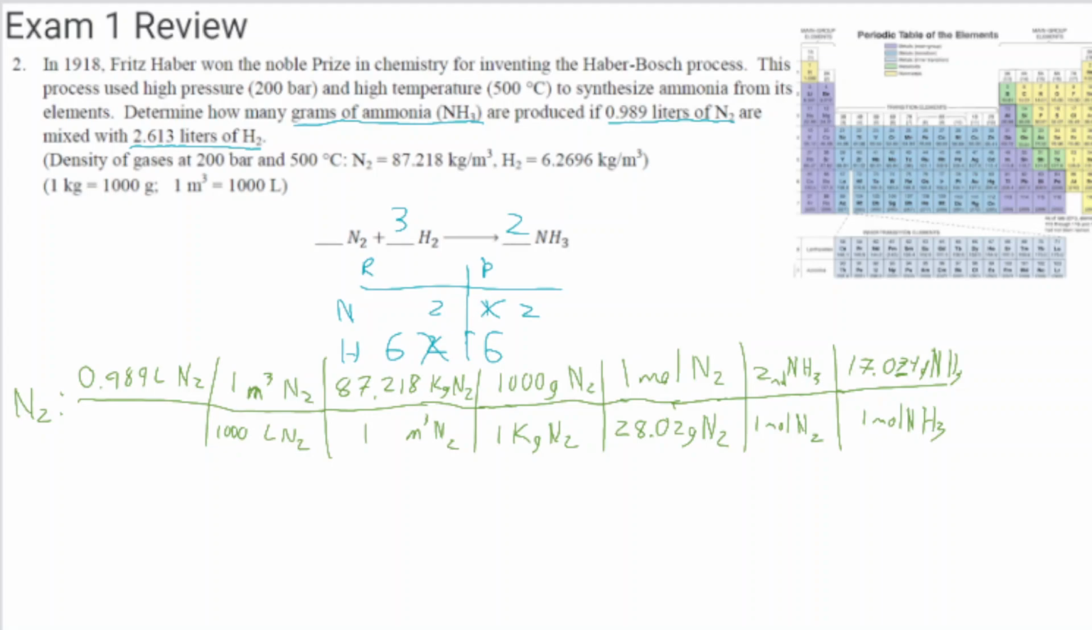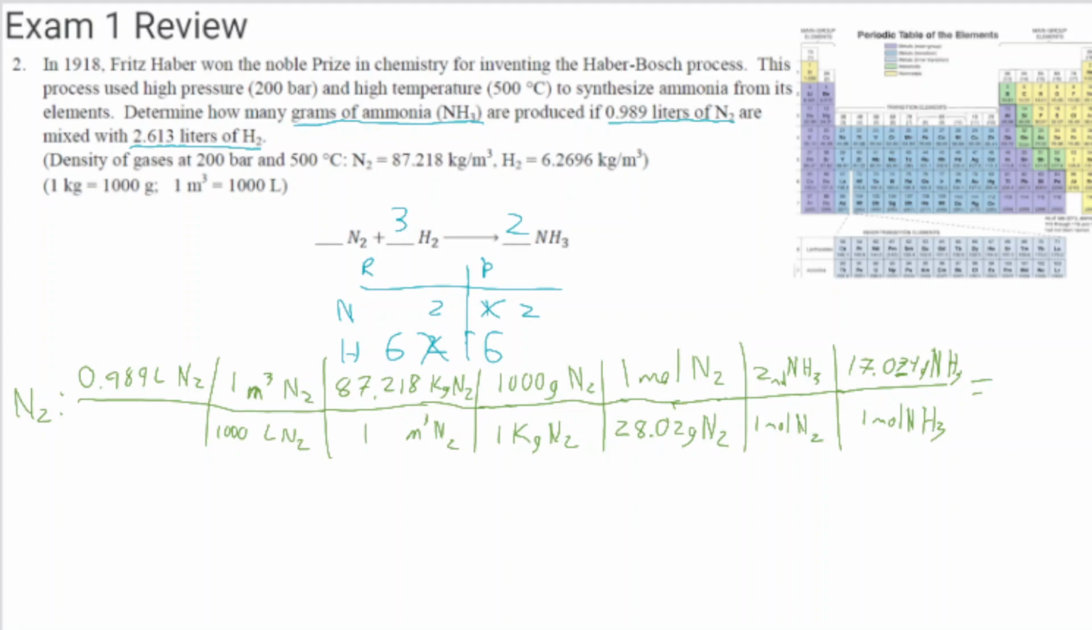All right, so now we can double check our units. We have liters of N2, cancel out with liters of N2, cubic meters of N2, cancel out with cubic meters of N2, kilograms of N2, cancel out with kilograms of N2, grams of N2, canceling out with grams of N2, moles of N2, canceling out with moles of N2, and then we have moles of NH3, canceling out with moles of NH3, and then we're left with grams of NH3. So we are in the correct units.